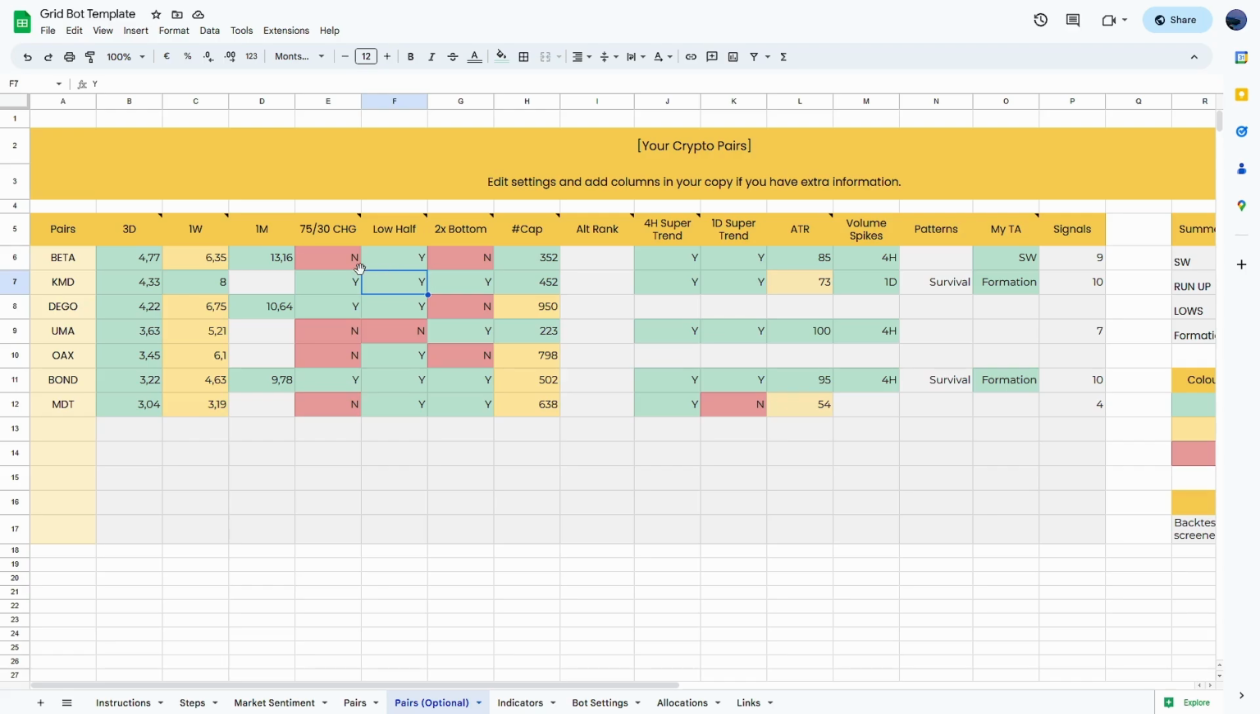Then I have here some conditions I would like to see on a pair to be considered for trading. And then right here is where the indicator starts. So I have the ones that I prefer to use, which are the Supertrend. So I have for the 4-hour Supertrend, 1-day Supertrend. This basically means that I usually like to start a bot in favor of a trend. So the best scenario is that the coin goes up in an uptrend or goes bullish.